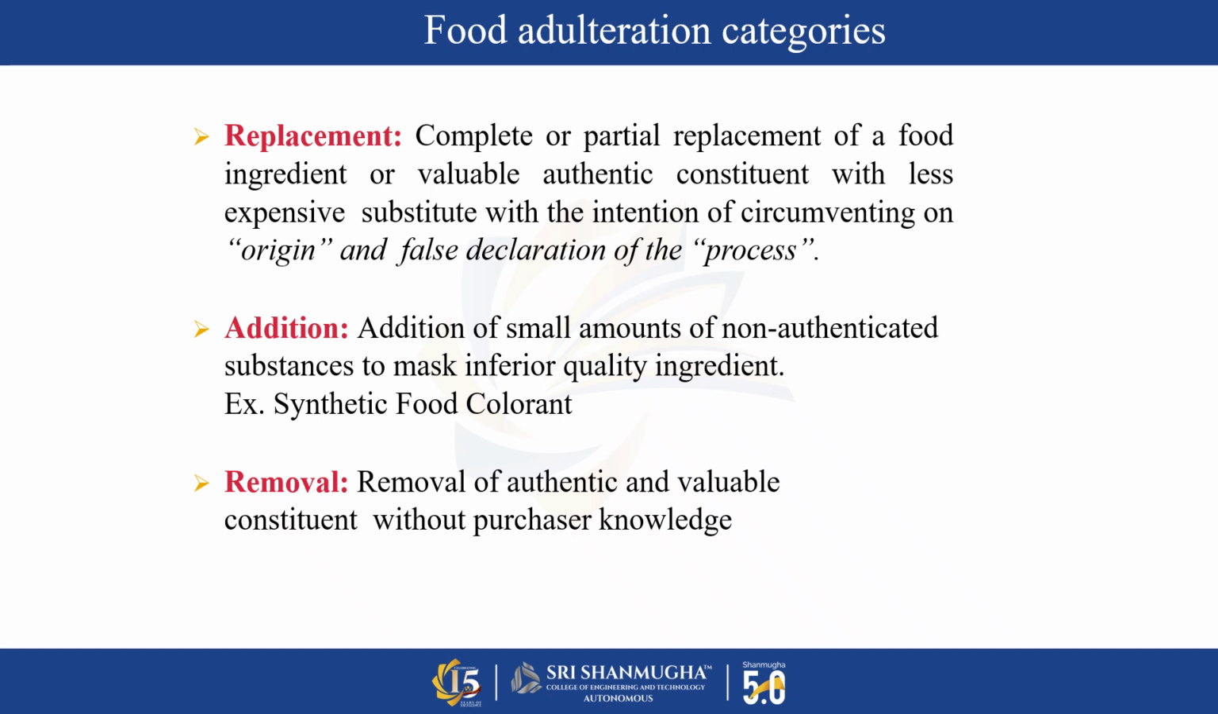So, food adulteration is classified into three categories. One is replacement. In replacement, a valuable food ingredient is partially replaced with a cheaper substitute. Examples: mixing papaya seeds with black pepper, mixing vegetable oil with pure ghee. This is the replacement type of food adulteration. Next is addition, adding a small amount of non-authentic substances to hide the poor quality of ingredients. The best example is water added to the milk.